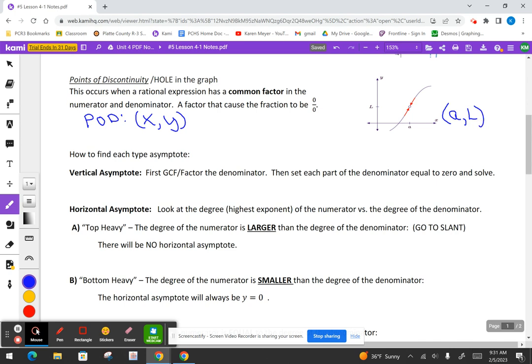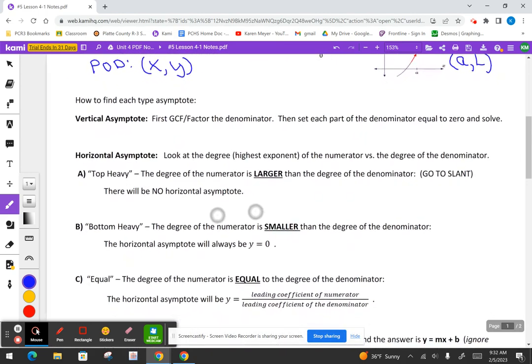Now, the only time you have a point of discontinuity is if you can cancel out something in the problem. So once you GCF or factor and you're able to cancel something out, then you will have a point of discontinuity. If you can't cancel anything out, then you don't have it. So now let's go look at the asymptotes.